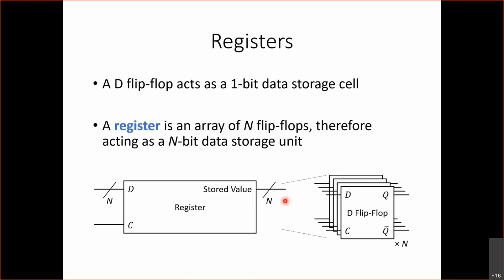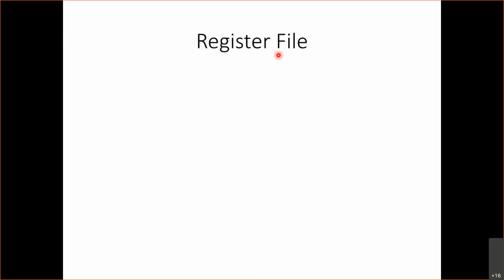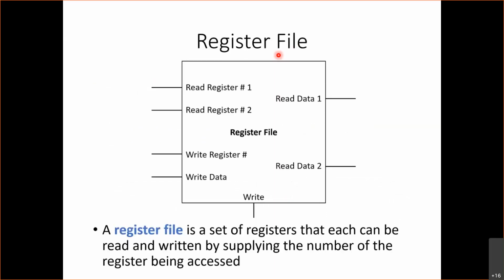Now, given that we can design a register like this, we would like to have something called a register file. A register file is essentially a circuit or logic block that contains multiple registers. We would like to be able to give this register file some register number, and it gives us data. In fact, I'd like to be able to read 2 registers at the same time. So I want to give this register file 2 different register numbers, and it reads out the value stored in those registers.